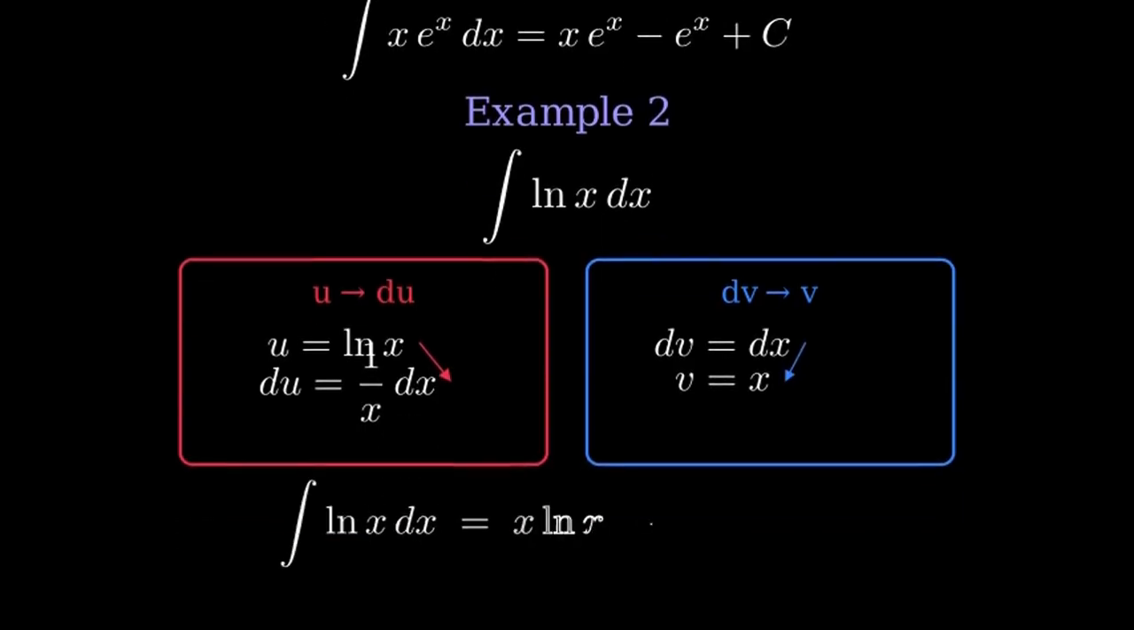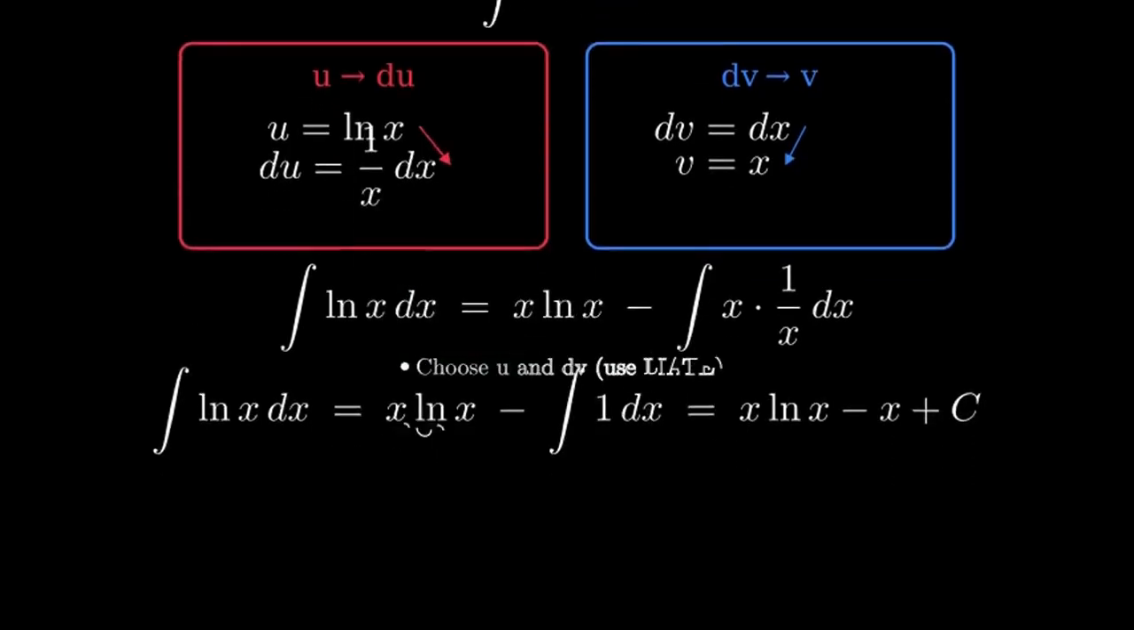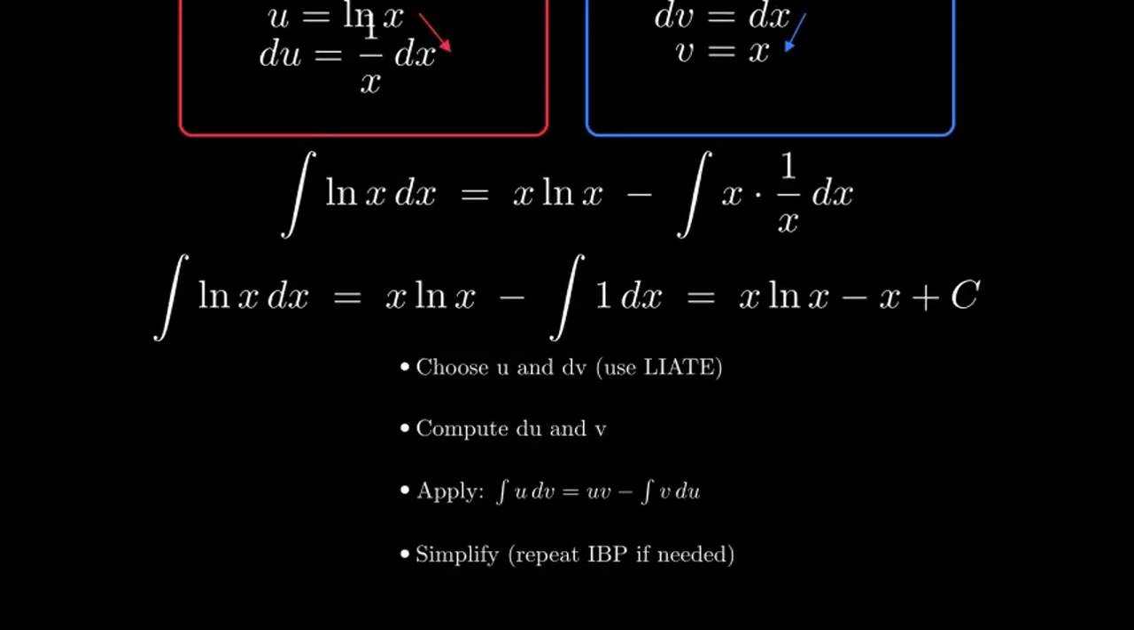To summarize, the steps for integration by parts are: 1. Choose u and dv wisely, often using ILATE. 2. Compute du and v. 3. Plug into the formula: integral of u dv equals uv minus integral of v du. 4. Simplify and repeat integration by parts if needed. With practice, your choices become intuitive and the integrals become manageable.